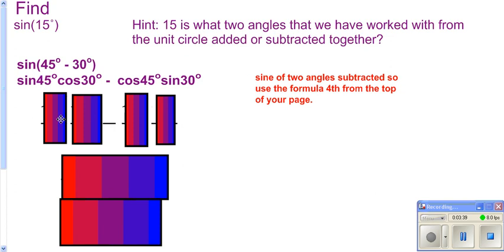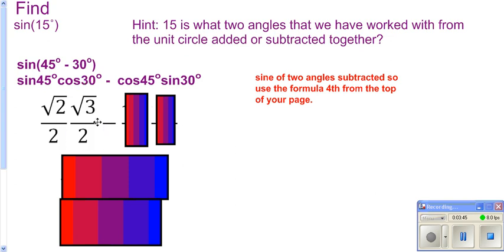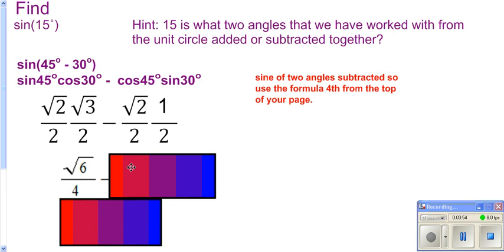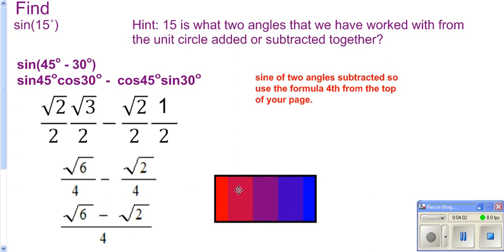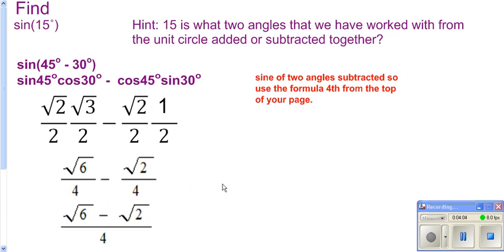These are all ones you're supposed to have memorized. The sine of 45, cosine of 30, cosine of 45, sine of 30. Fraction times a fraction, multiply the tops, multiply the bottoms. Fraction times a fraction, multiply the tops, multiply the bottoms. If you want, you could write that as one fraction since it's all over 4.